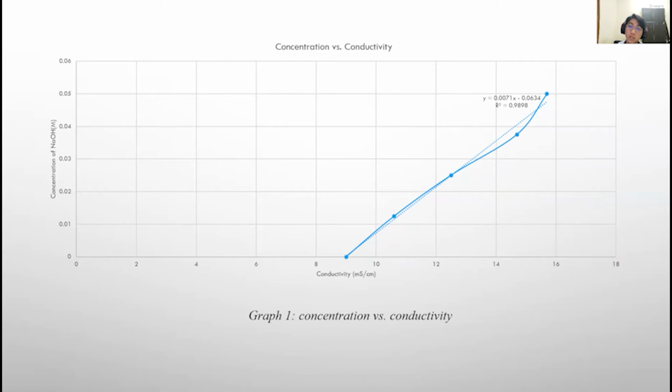and the trend of this graph is that the concentration of sodium hydroxide is directly proportional to conductivity. So to calculate the concentration of sodium hydroxide, we use the formula M1 V1 equals M2 V2, where M1 is the initial concentration of the solution, V1 the initial volume of the solution, M2 the final concentration of the solution, and V2 the final volume of the solution.